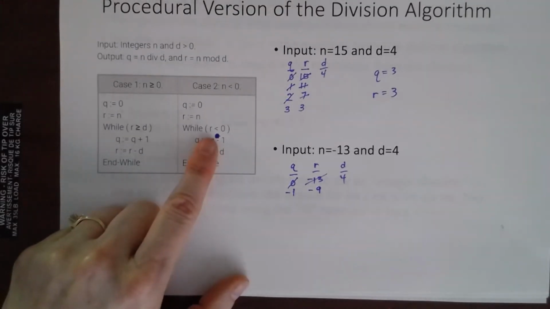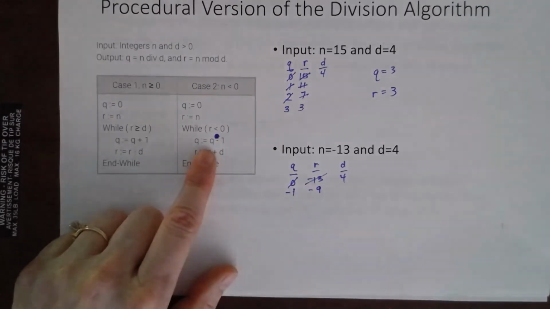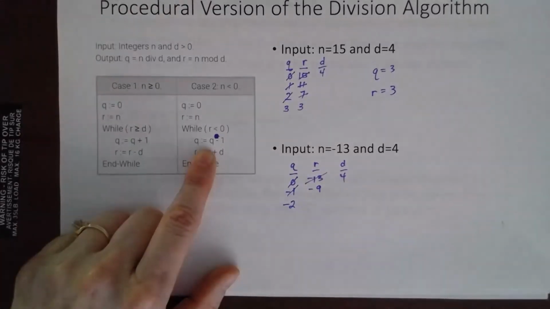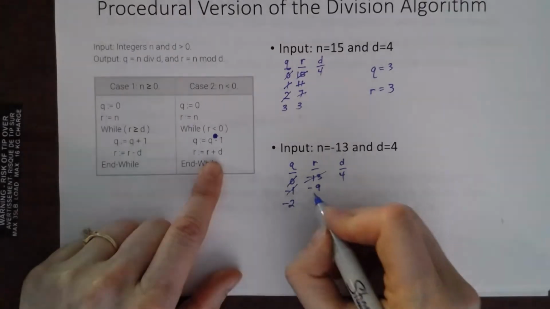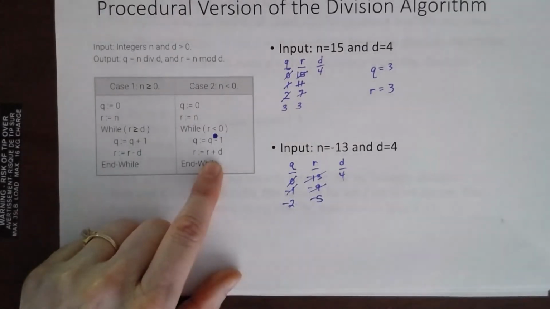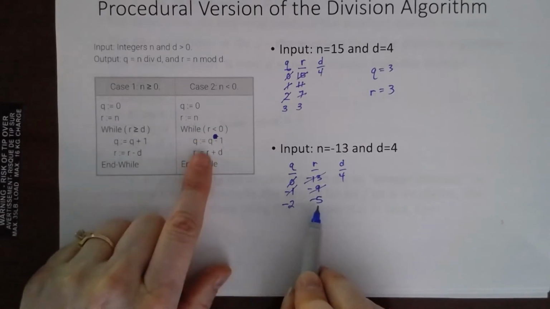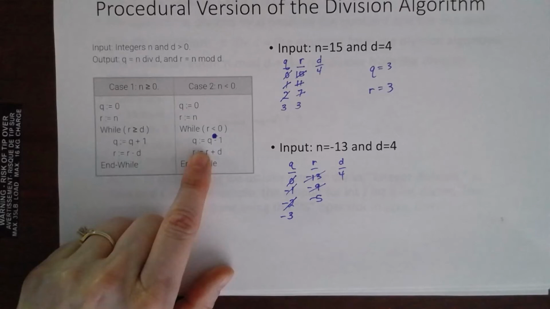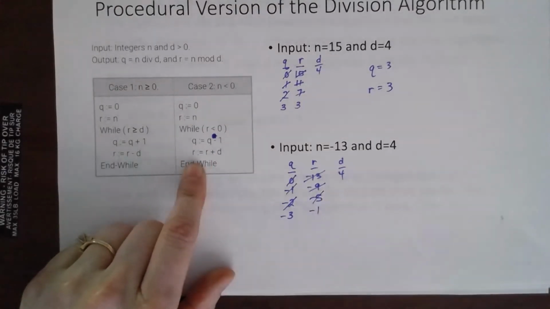And then we'll come back around here. Okay, a negative number is still less than 0. So we subtract from our quotient because we have to have a negative quotient. It'll now be negative 2. And then add 4, this will become a negative 5. We've still got a negative R value, so we'll go back into our loop. This becomes negative 3. Okay, we add, this becomes negative 1.